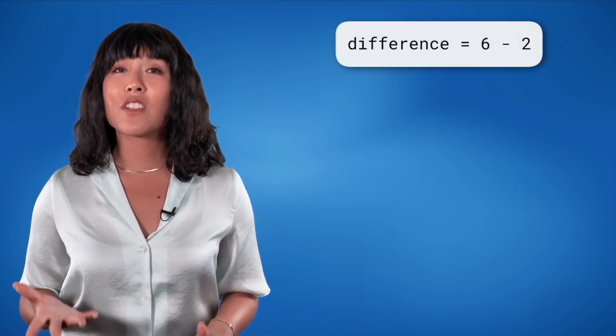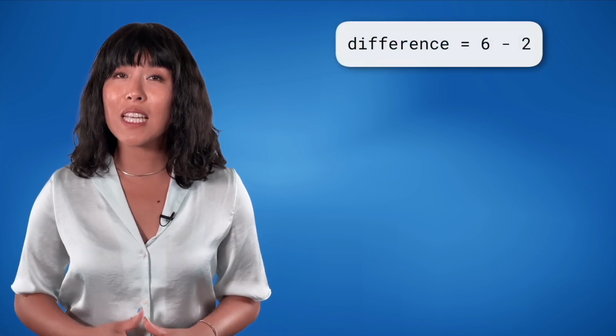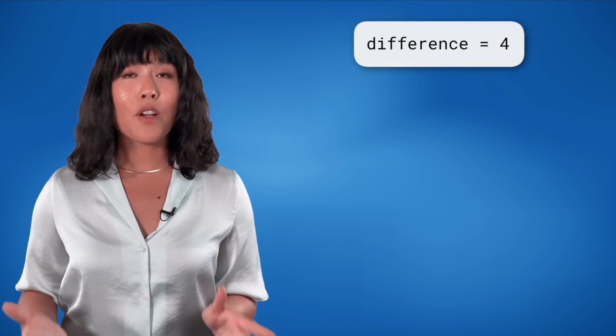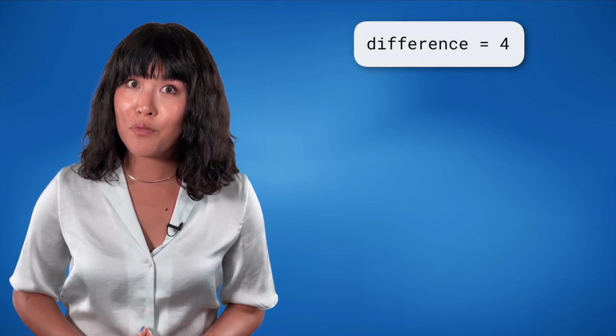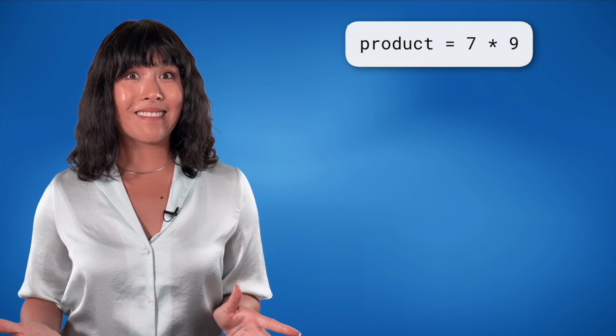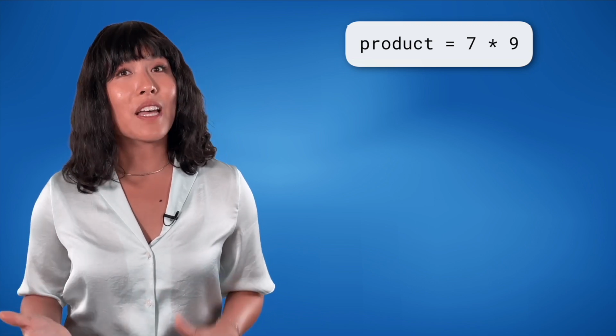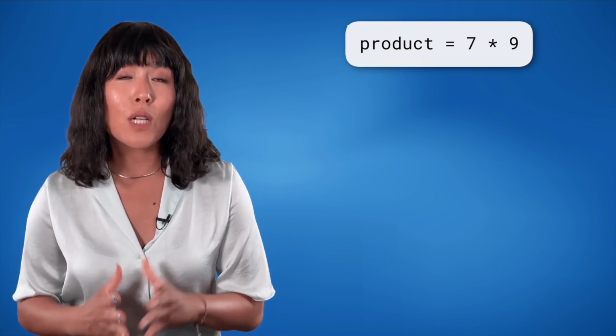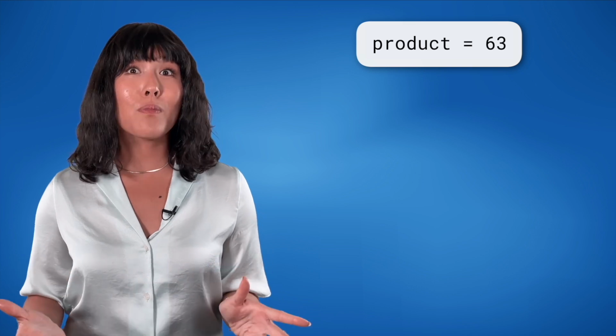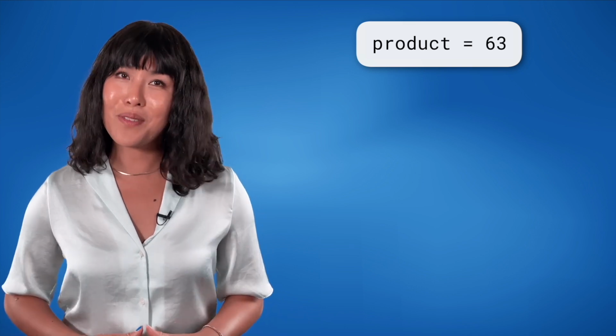If we want to subtract 2 from 6, we write difference equals 6 minus 2. The variable named difference holds the value of 4. And multiplication? Just as simple. To multiply 7 by 9, we write product equals 7 times 9. Now the variable product holds the value of 63.